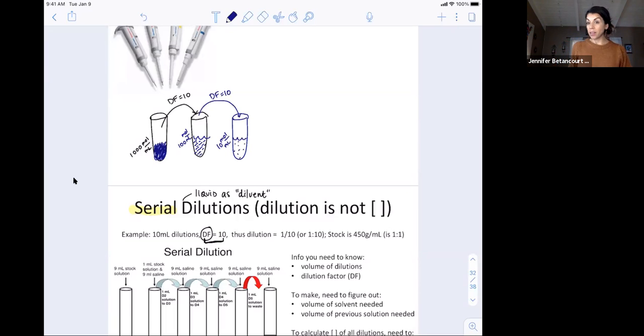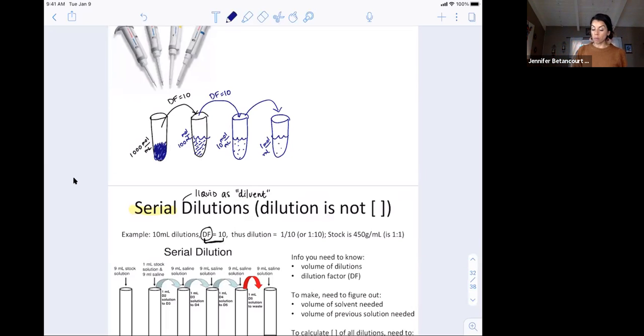And if you did it again, serial dilution, same volume, you've diluted it by a factor of 10. You've basically cut the concentration by 10. So 10 divided by 10 is 1. This, in theory, would have 1 molecule per milliliter. And that's what a serial dilution is.